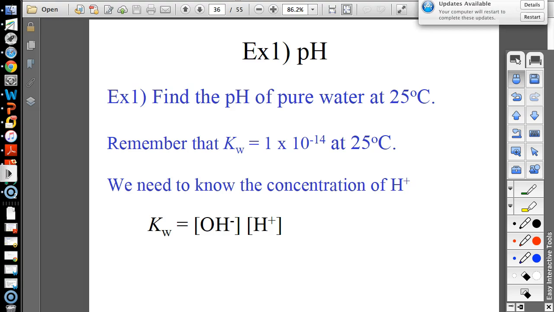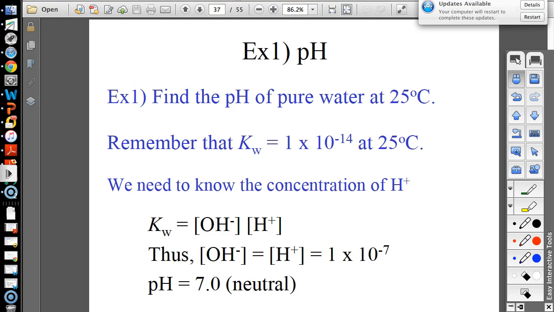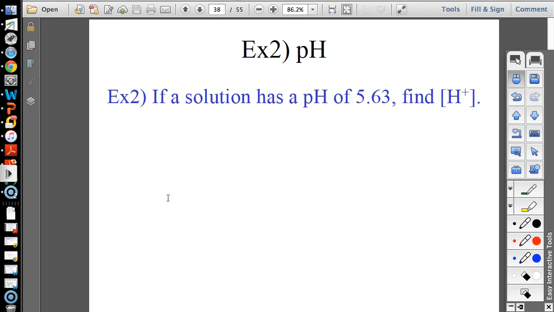X squared is equal to that. So this one's pretty simple. The pH of pure water is 7. I don't think I've told you anything mind-blowing there. You okay? Y'all look bored. That's good. Remember that face later.